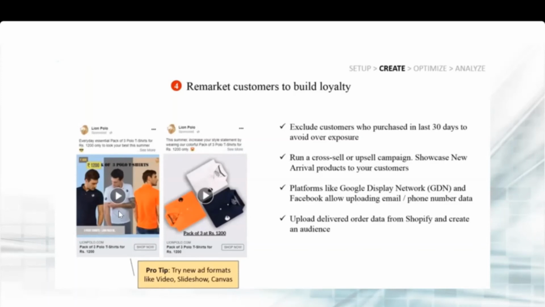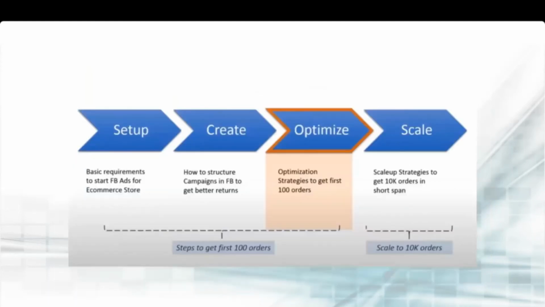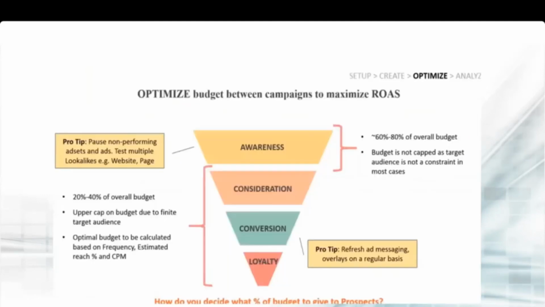So say for example, the first ad I have targeted with video ads. Next ad I can have a slideshow ad or canvas ads. So all these ad formats are available whenever you create ads on Facebook, right? So this is how you can optimize. After optimizing, you have targeted your 100 orders, how you can scale up.